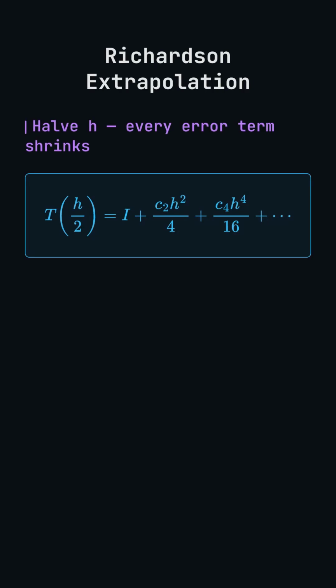Evaluate that same trapezoidal rule again, but with half the step size. Every power of h in the expansion shrinks by that same power of 1/2. H squared drops to a quarter, h to the fourth drops to a 16th.